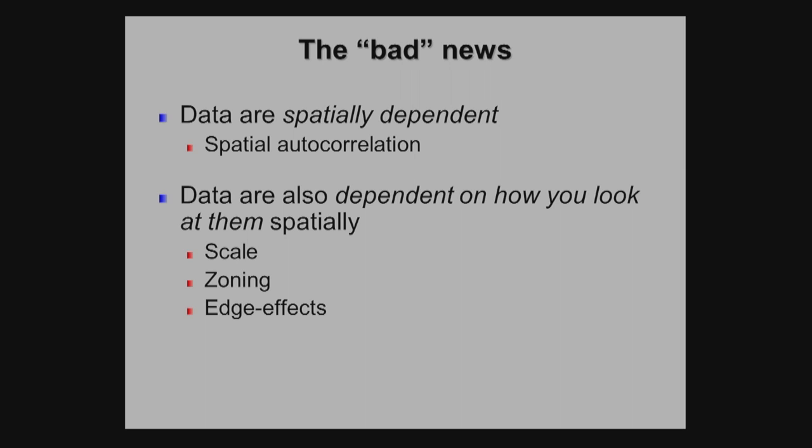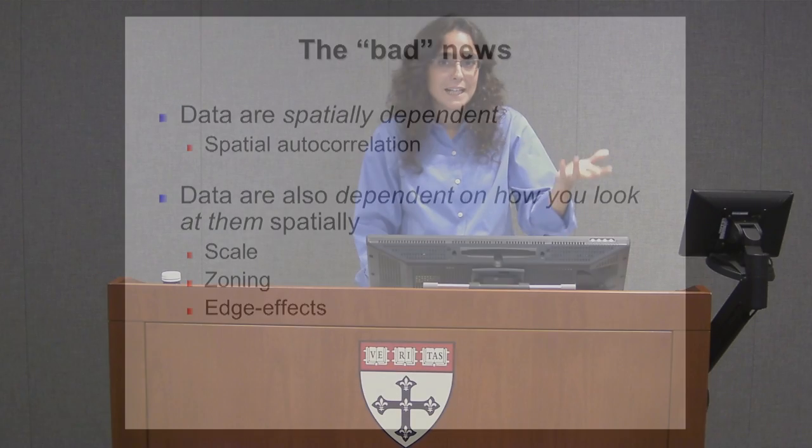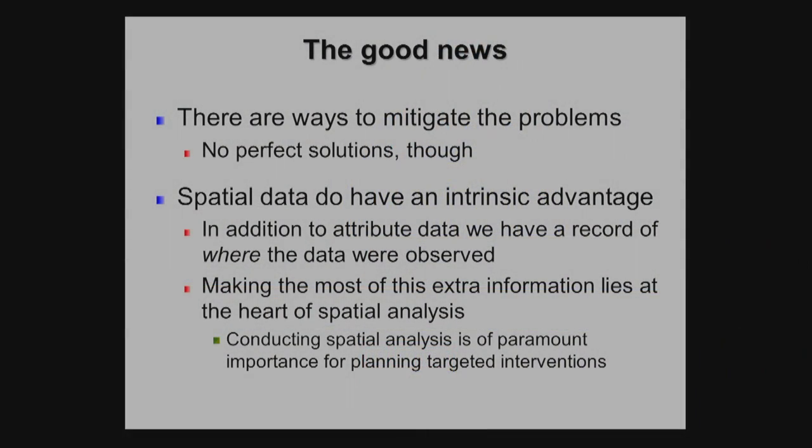And obviously the second issue is whatever you're trying to do spatially, it's going to be dependent on the scale you're using, the zoning you're using, the sample size that you have, so if you have enough data to deal with edge effects. But again, if that's bad news, I guess the good news is we can handle all of that. So we have strategies to either completely overcome those problems or mitigate some of those problems.